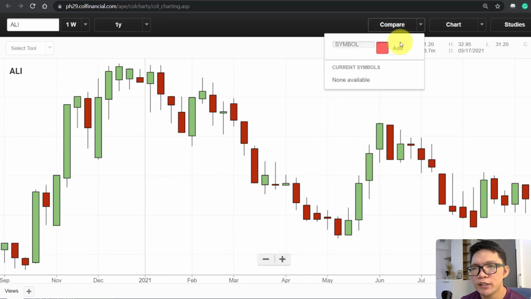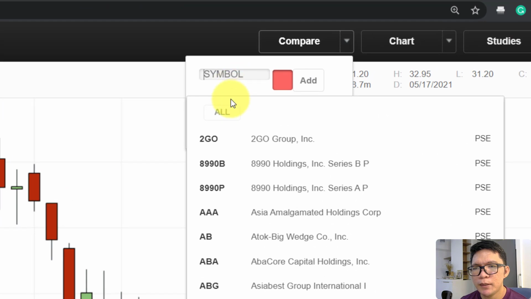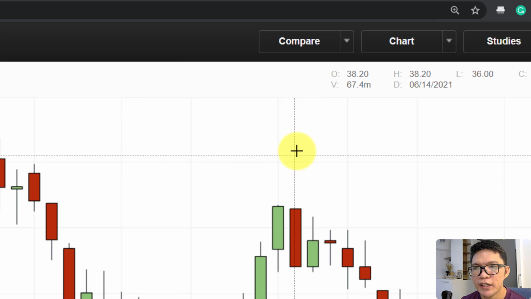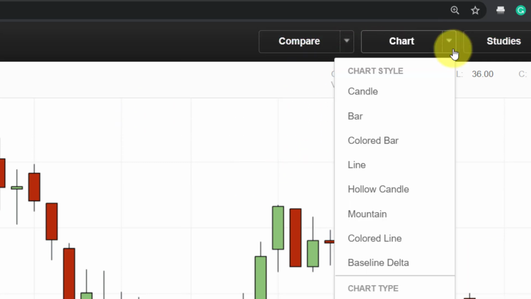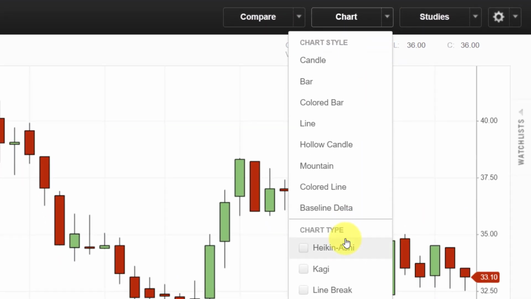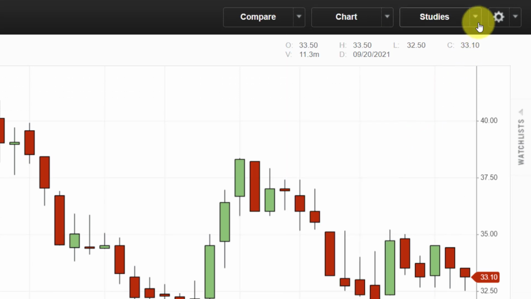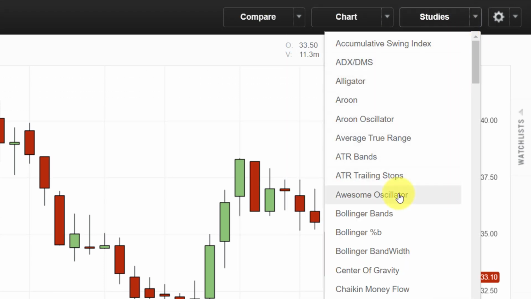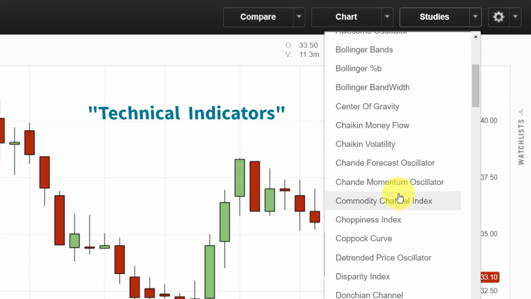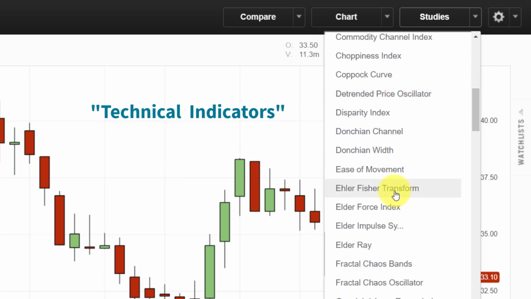Then we have here the compare option. But I was told by COL Financial that this is not really working as of now. Okay, I mentioned about this chart style and different chart type. You can just explore it, and then under studies, here we can see yung mga different indicators na pwede nating piliin. So mamaya di-discuss natin ano ba yung mga common indicators.